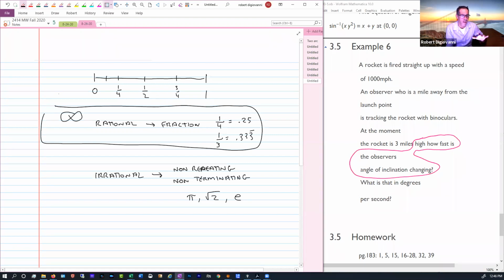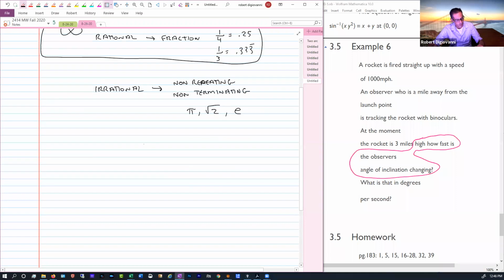We know that there's an infinite number of rational numbers. There's an infinite number of fractions. So how can there be more than infinity? Well, it turns out that there are two types of infinity. When it comes to infinity, there are two types. There's what we call countable, and then there's what's called uncountable.